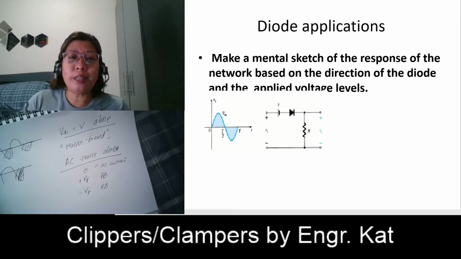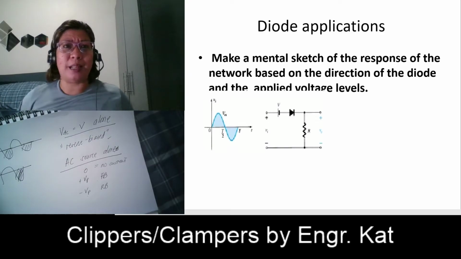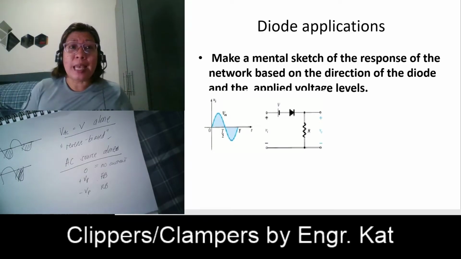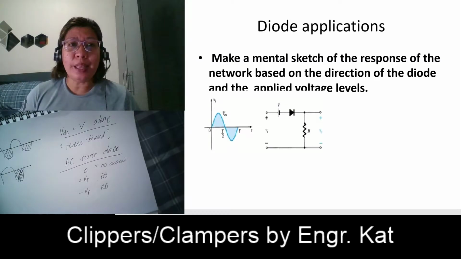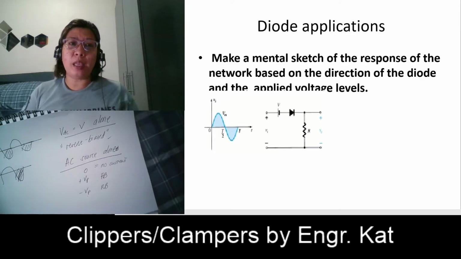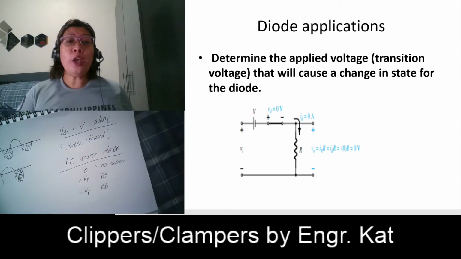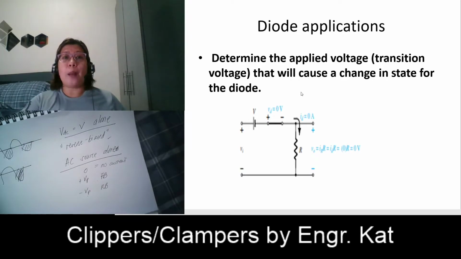So when will your diode be forward biased? Only during the positive half, and when your input voltage is greater than your voltage V here. Because your voltage V reverse biases your diode, and at the same time, your negative signal likewise reverse biases your diode. So that's the mental sketch. First, analyze it. What will happen if it is the DC alone? What will happen if it is the AC alone? And what will happen if we combine the DC and the AC?